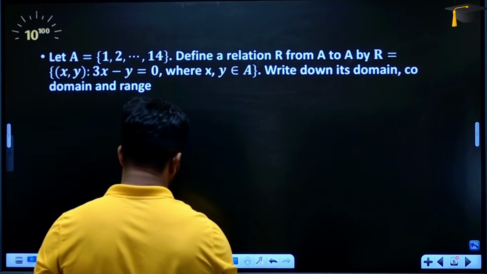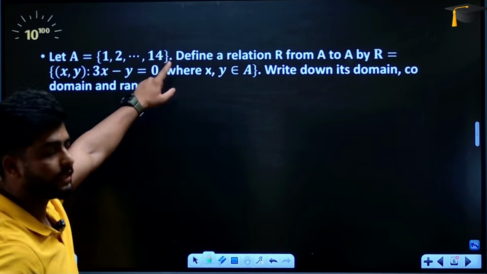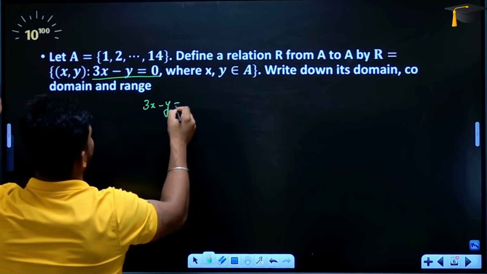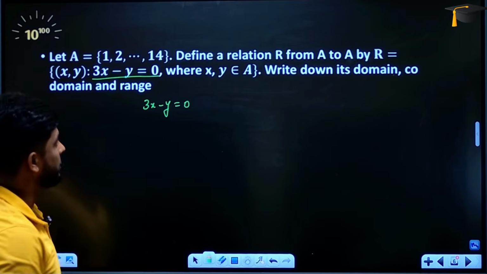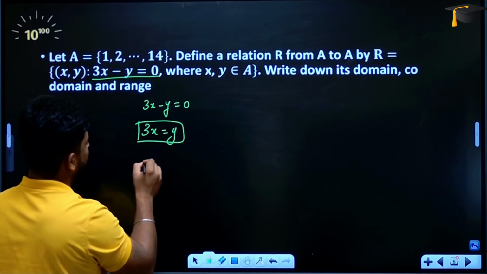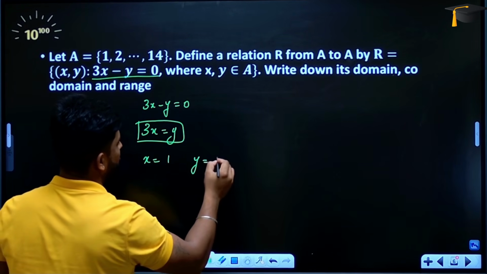Next. Okay, so relation on set A, which is actually {1 to 14}, if they ask. So what is our relation? 3x minus y is equal to 0. 3x minus y is equal to 0, right? So what is 3x? 3x is equal to y, correct? Write this down. After that, take x is equal to 1. If x is equal to 1, what does y become? So it is 1 into 3, so it becomes 3.